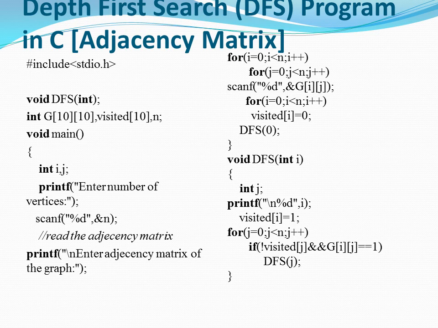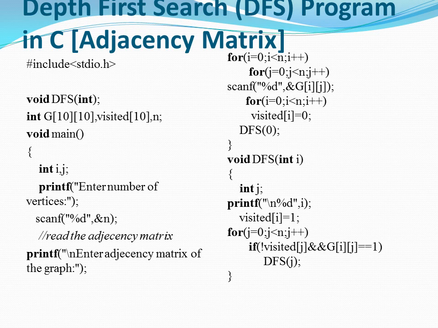Then depth first search program in C using adjacency matrix representation. Here we are using a function called DFS. Then in the main function, printf enter number of vertices. We are getting the number of vertices. Then we are getting the adjacency matrix of the graph using for loops. After that, we are calling DFS of 0. We are going to search from the 0 root node.